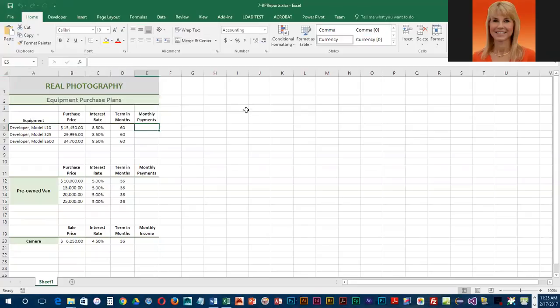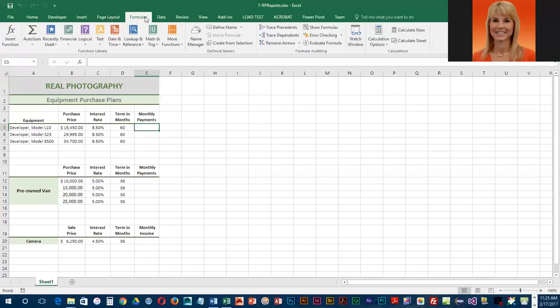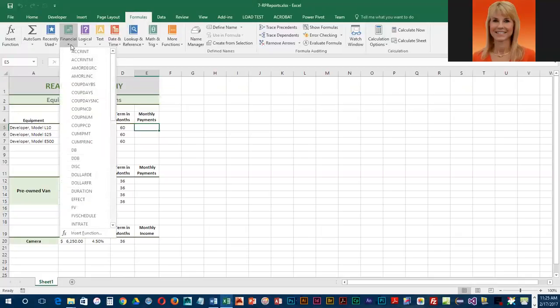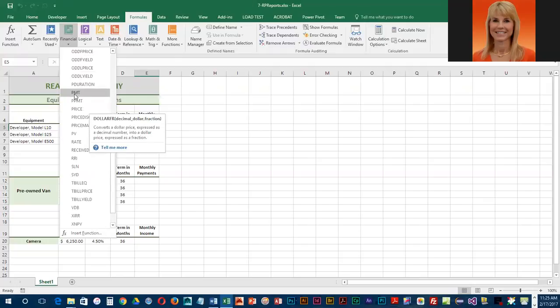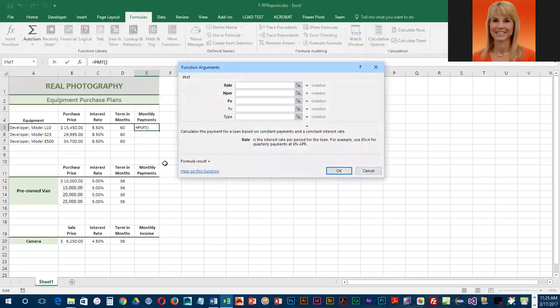So it is a calculation. So we do need to position our active cell where the result should go. So we are in E5. And we're going to go into our formula ribbon, and we are going to click on the financial list arrow. And this is listing all of the various financial functions. And the one that we want is payment, PMT. So we're going to go ahead and select it.